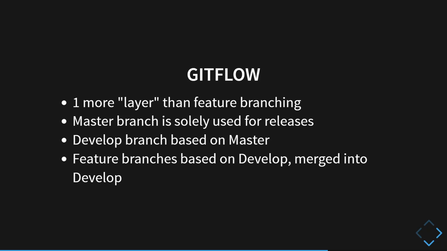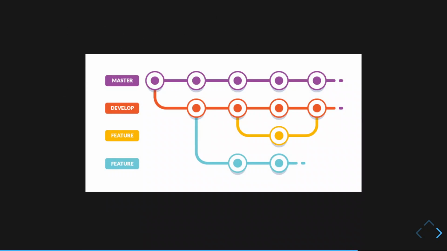There's a development branch that's based off of master, and then those feature branches that we showed above are based off of develop, and you'll merge into develop. So it looks like this. These purple ones will be those releases. You can think of each of these purple commits as what hits the App Store. And then these orange develop ones don't hit the App Store.